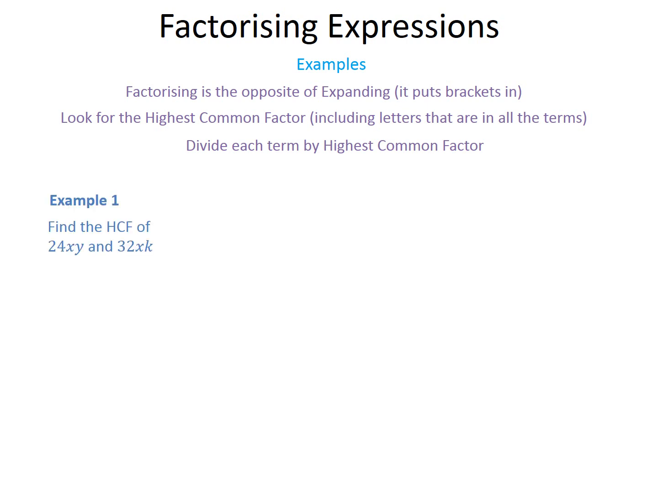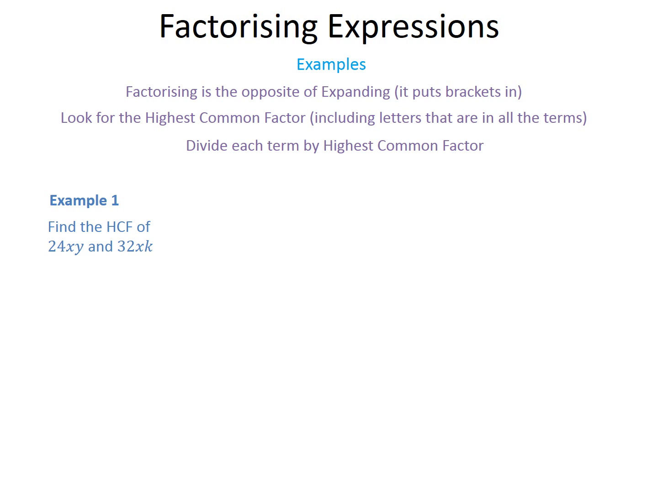So some examples. Let's find the highest common factor first of all of just these two terms. So we're not factorizing here, we're just looking for the highest common factor to practice that. And so I don't need to really write the question down or anything, I'm just going to go straight to my answer here. So the numbers, what's the highest thing that goes into 24 and 32? And that would be 8.